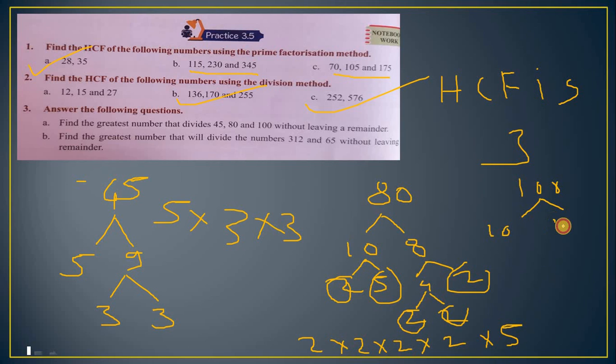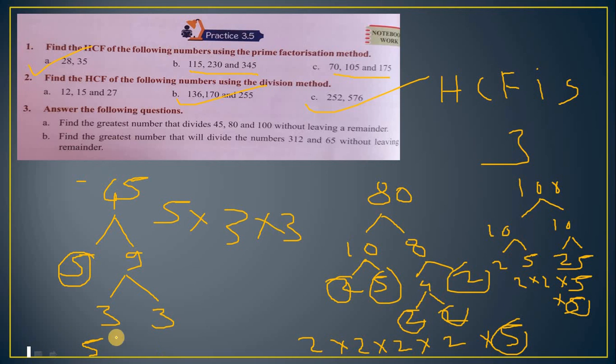10 tens are 100. You can split that both 2 and 5. So their prime factors are 2 into 2 into 5 into 5. These are the prime factors. So you have to pick up the common number among all. 5. 5 is there in all numbers. Here it is 5. Here it is 5. Here it is 5. So HCF is 5. 3, here it is not there. 3, here also it is not there. So here clearly the HCF is 5 only.